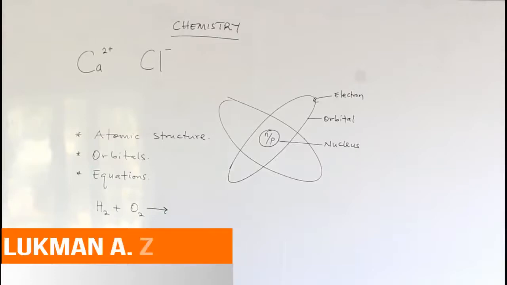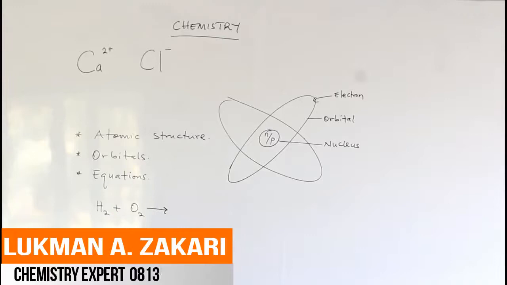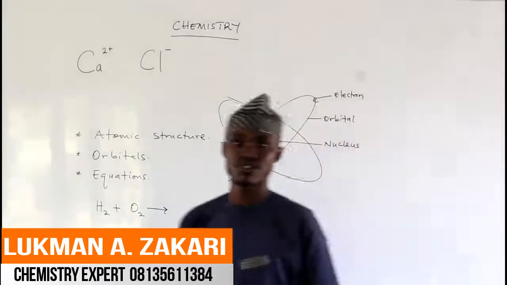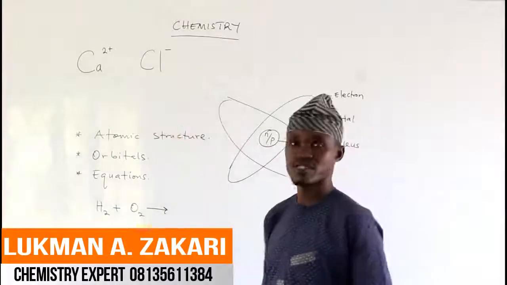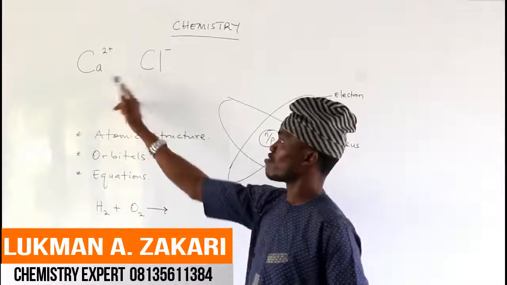So today we are going to continue from where we stopped regarding the previous lesson. So today we are going to be explaining atomic structure, orbitals, and equations by the grace of God. So taking a look at what we have here on the board, this is a typical example of iron.